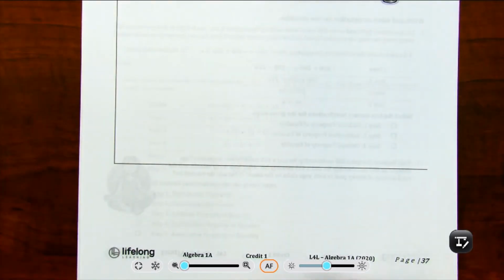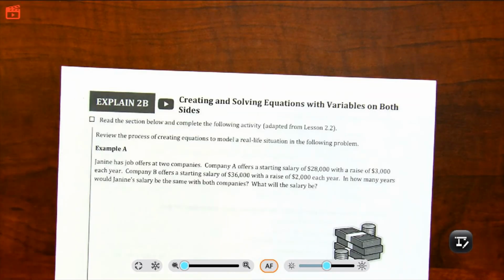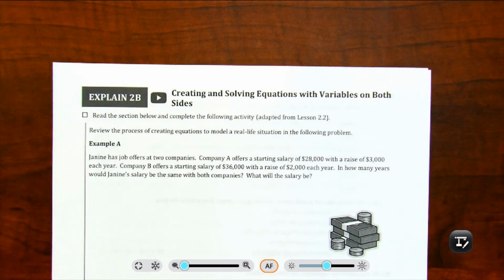Okay, the last part of this lesson is to solve equations with variables on both sides with modeling. So let's go through this one example, and then we'll look at some try it problems on your own, and then you will be done with this lesson.